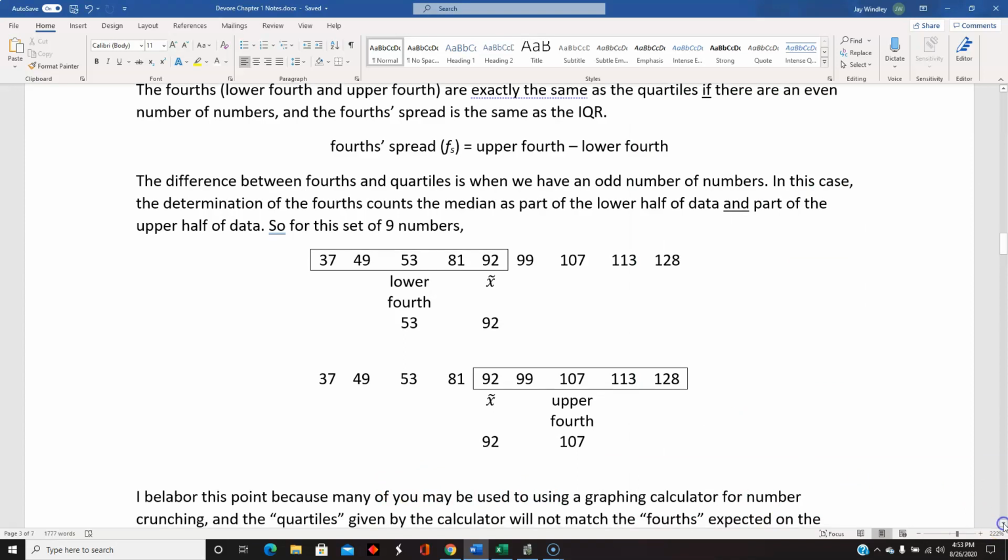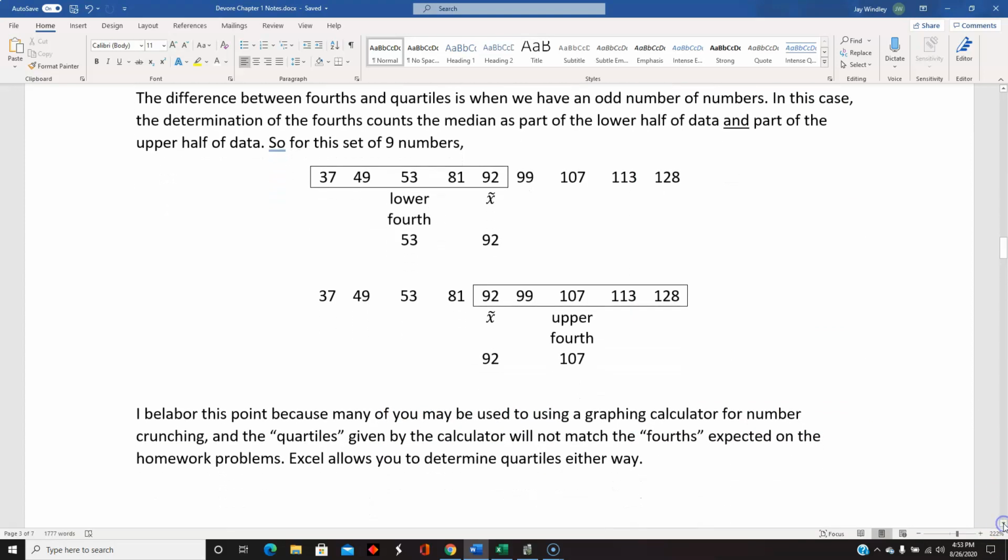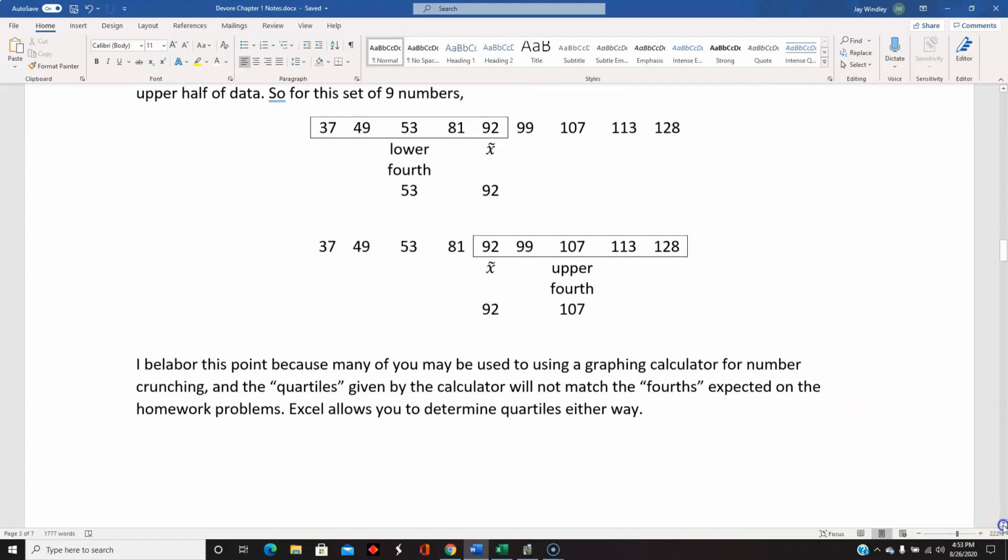And then some books teach even more complicated ways of figuring out the quartiles that I don't really want to get into. It's just kind of unfortunate that there's not a universally agreed upon way to do this. But your book is going to talk about the fourths, so we have to know how to do it that way.